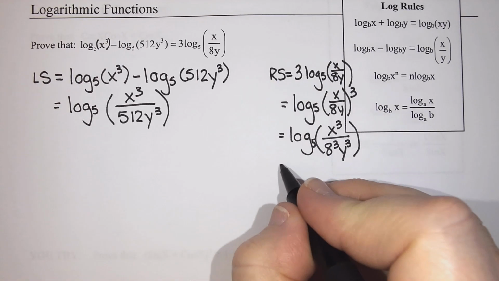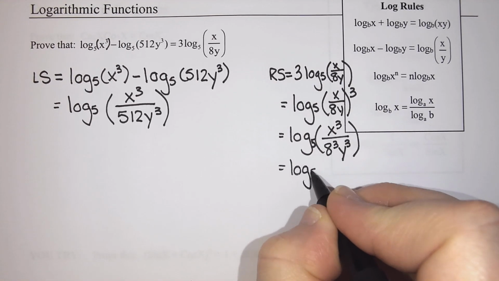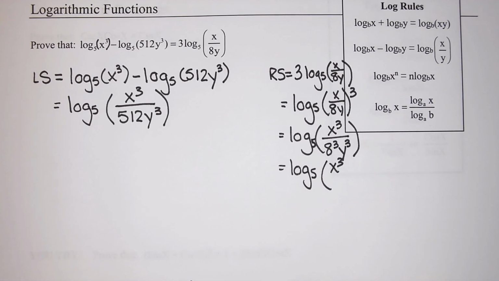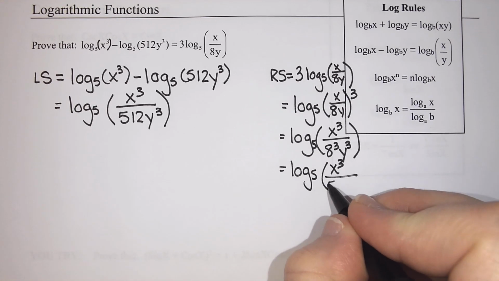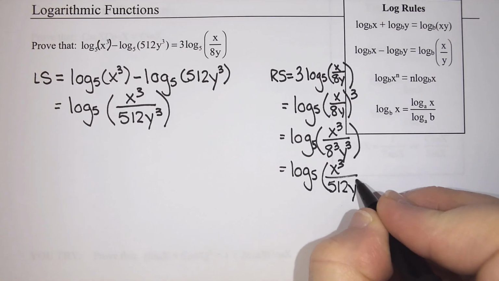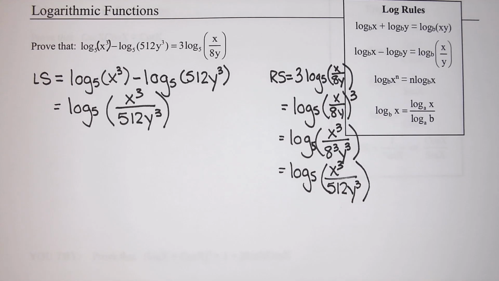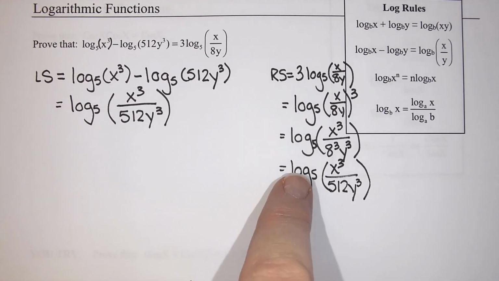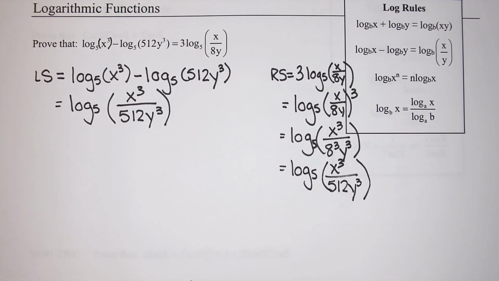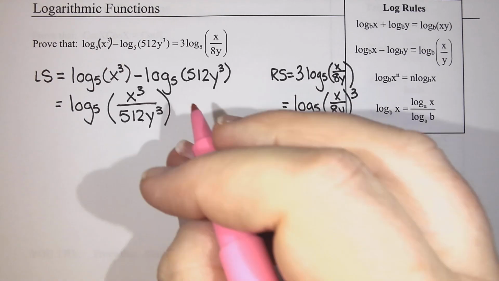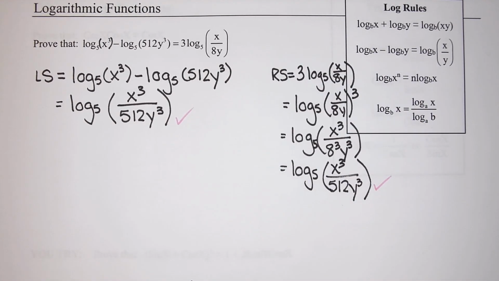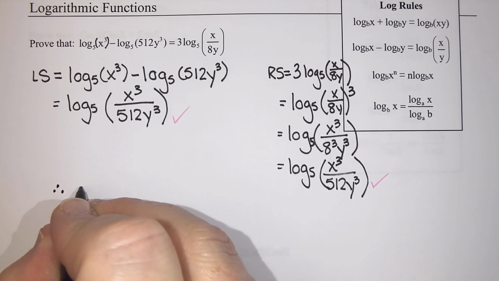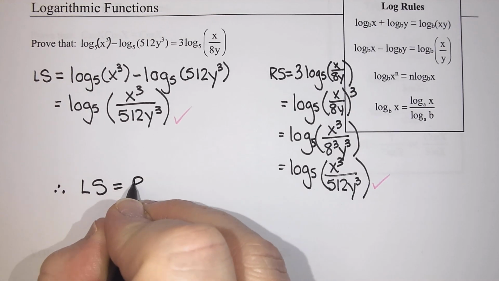Now x to the power of 3 is just x to the power of 3. So I have log base 5 of x to the power of 3. 8 to the power of 3, according to my calculator, is 512. And then y to the power of 3 is y to the power of 3. I don't know if you noticed, but that means that where I got to on the left side is now where I got to on the right side. So these two are actually equal. So my left side and my right side are equal. I can stop there and say I've done it. So therefore, left side equals right side.